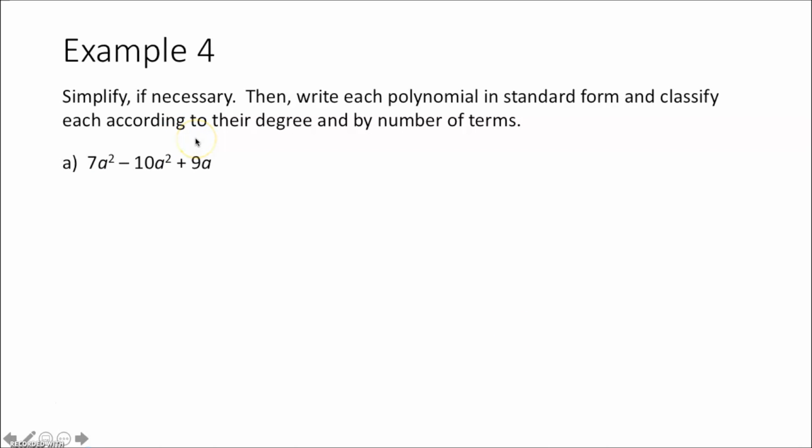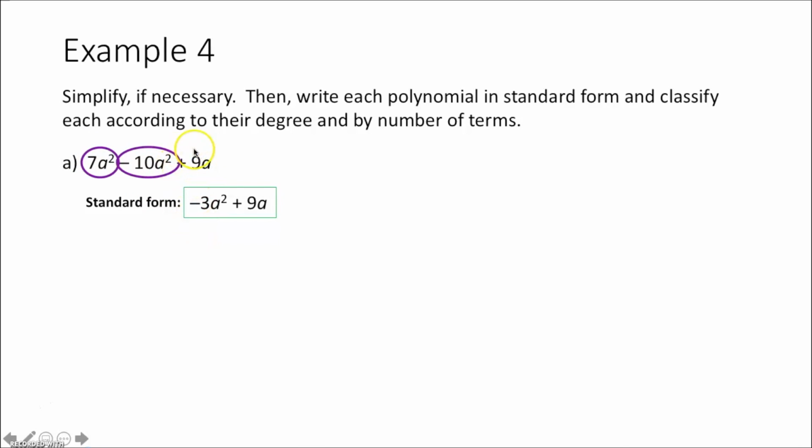Example 4, doing the same thing. We need to simplify first. Can we simplify anything? Yeah, we have 2 like terms. So the 7a squared and the negative 10a squared, we can combine. What's 7a squared minus 10a squared? That's going to be negative 3a squared, right? You just combine the numbers out front.